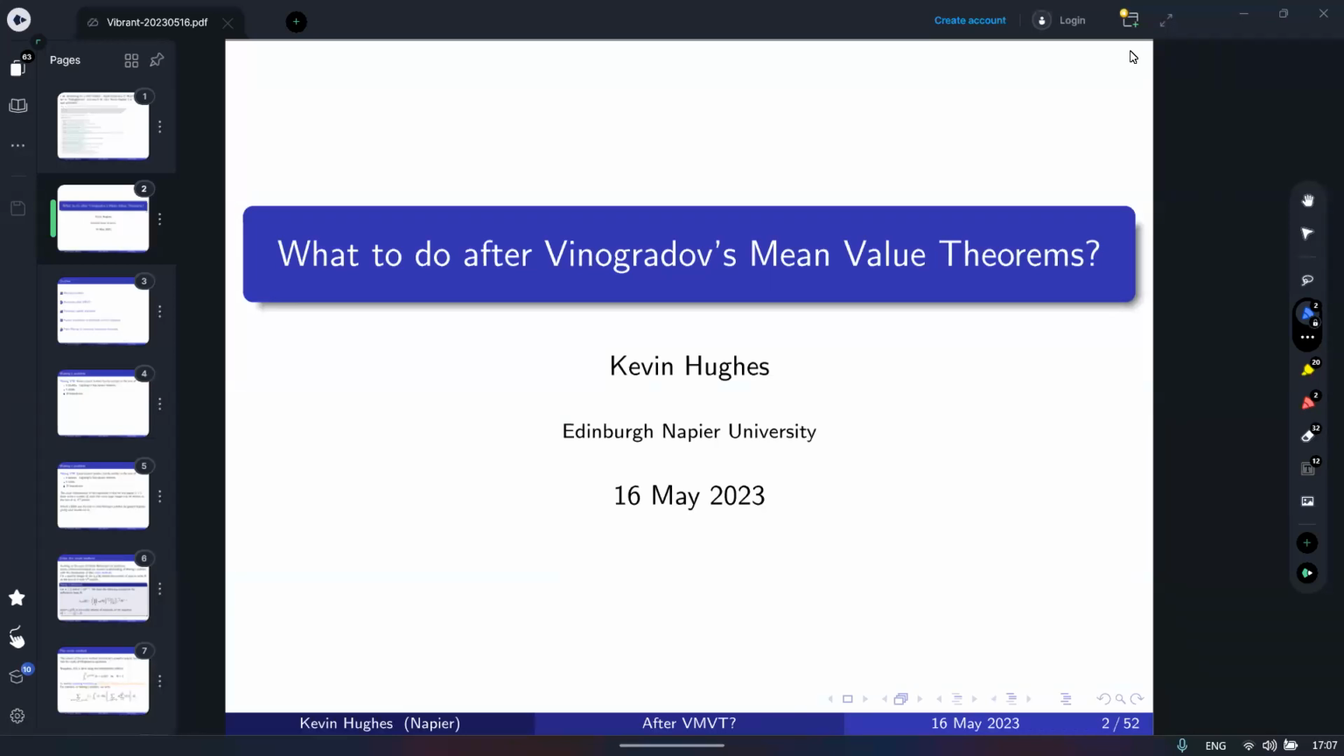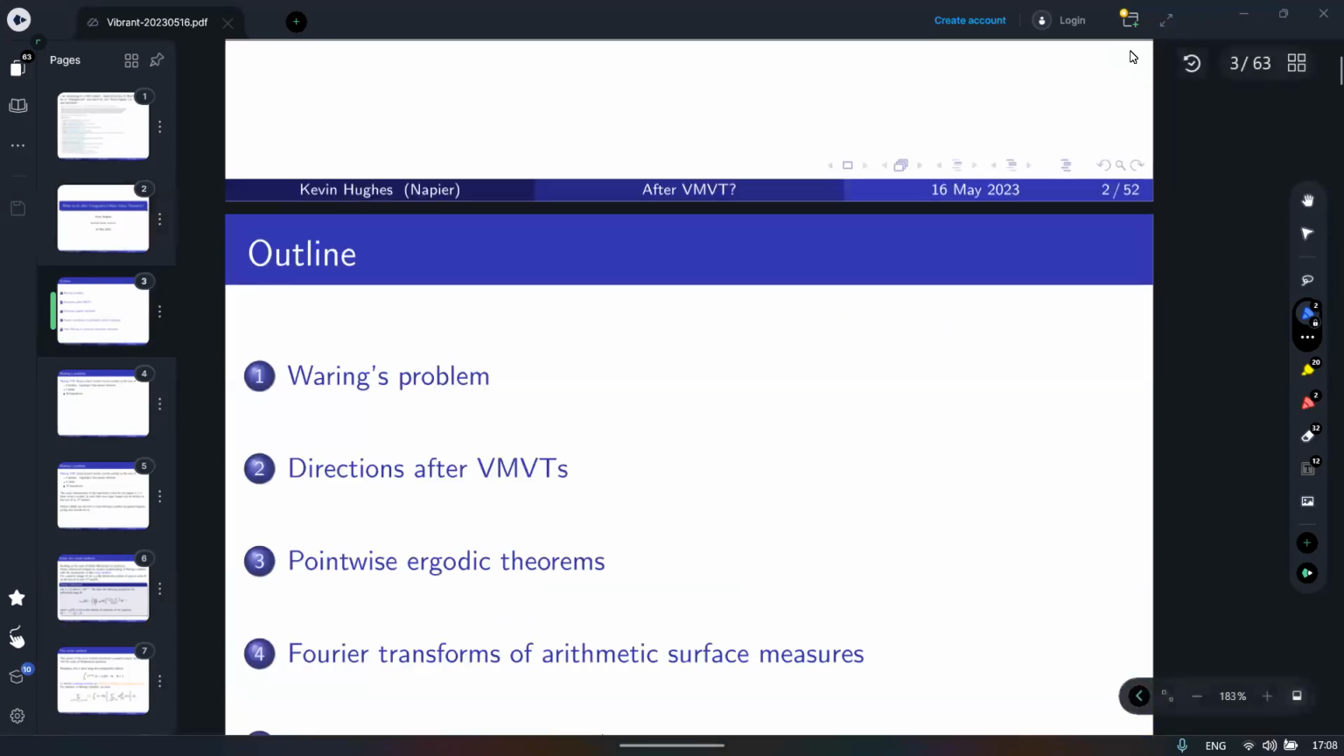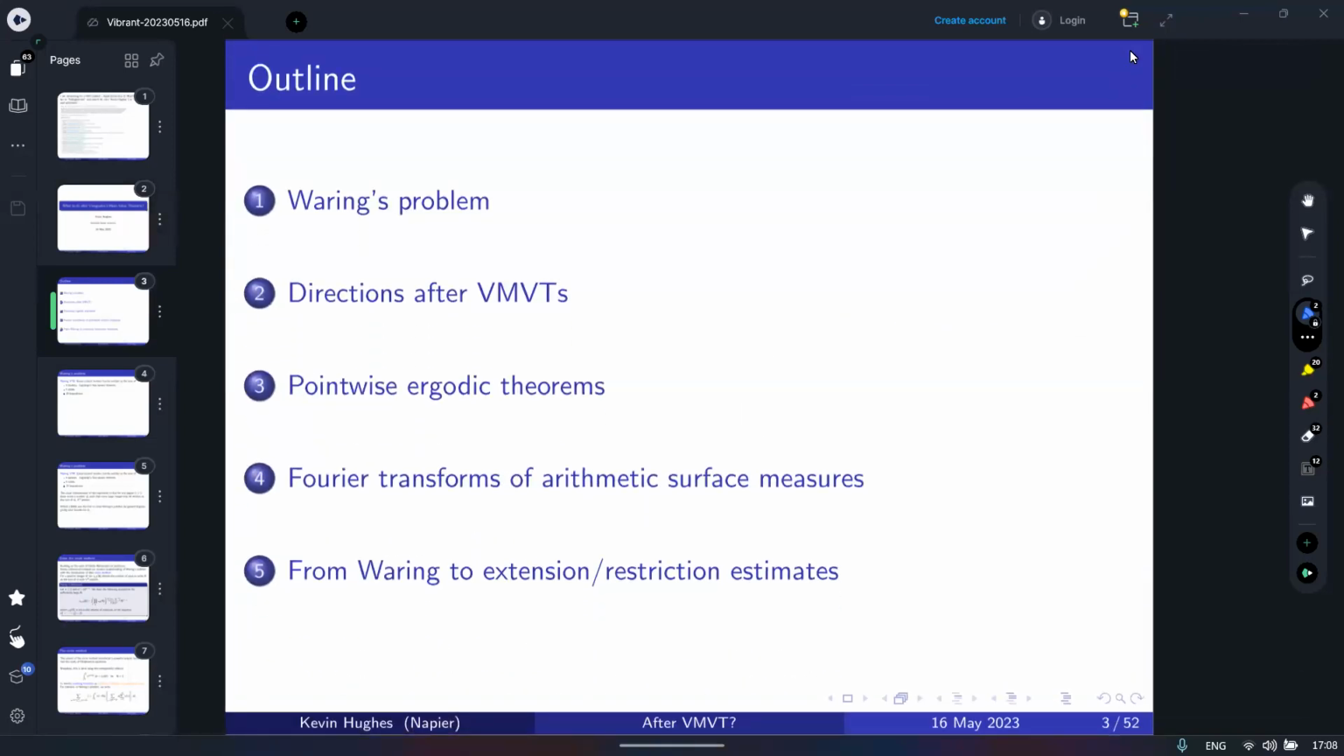So yeah, I will talk about Vinogradov's mean value theorems, which was this big program spanning from about the 50s until just a few years ago, 2015. That's when the big conjectures were solved. And I'm going to talk about what to do after it. So what have people been doing since then? And in particular, what have I been doing? That's just an outline of how the talk will go. I'm going to couch the Vinogradov mean value theorems in terms of Waring's problem, which I think is the most friendly place to start. So let's move on to that.